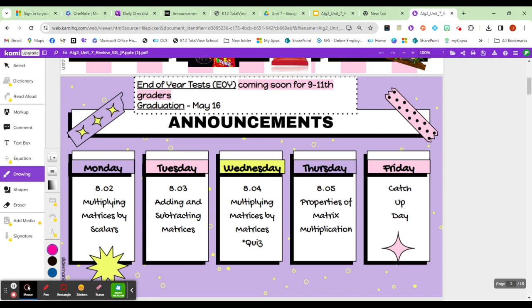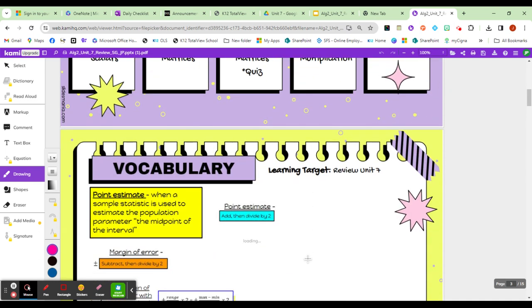So they'll be coming up here close. This year will be over before we know it.